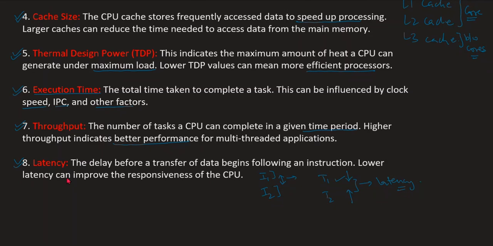A lower latency can improve the responsiveness of the CPU. If the gap between the end of task 1 and the start of task 2 is lower, then we can say the CPU is more responsive, or that it has low latency. Between the end of a task and the start of a task, if there is no gap, there is no latency. If there is a gap, that is called latency. I hope you have got the basic idea.